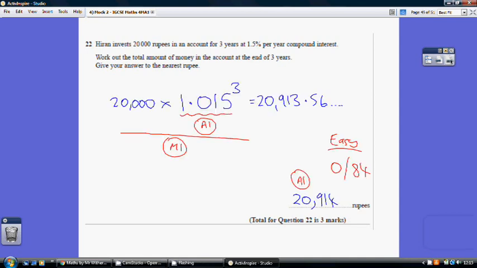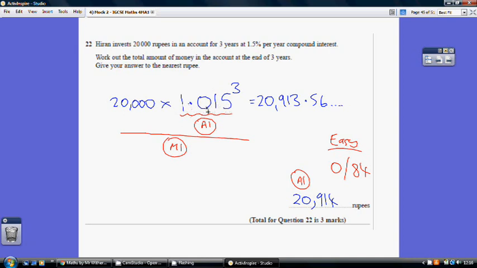Question 22. So, really helpful if you can find the quick way to do these. So, 20,000 is the amount that's being invested. Now, we need to establish the multiplier. If the interest rate was, say, 2%, our multiplier would be 1.02. If our interest rate was 3%, our multiplier would be 1.03. Now, because it's 1.5%, our multiplier is 1.015.